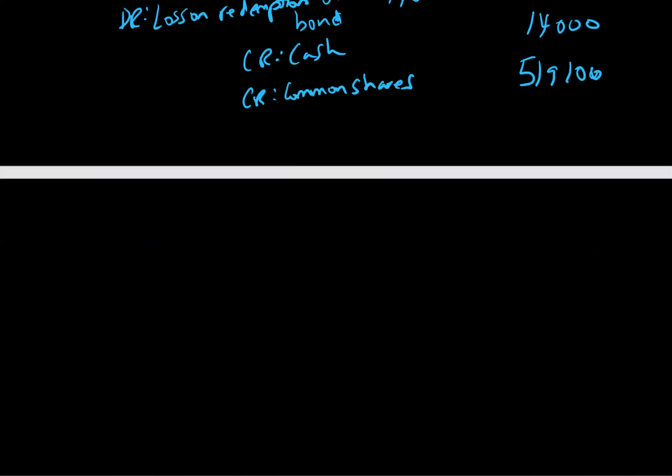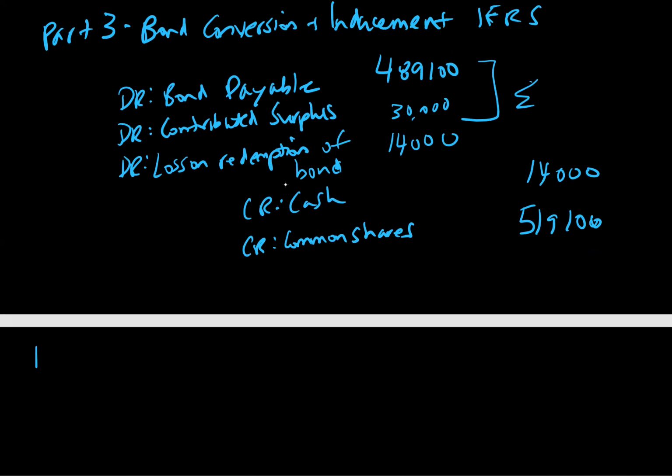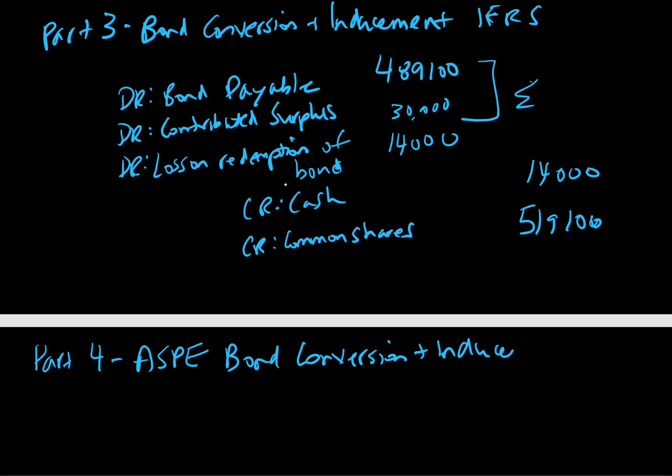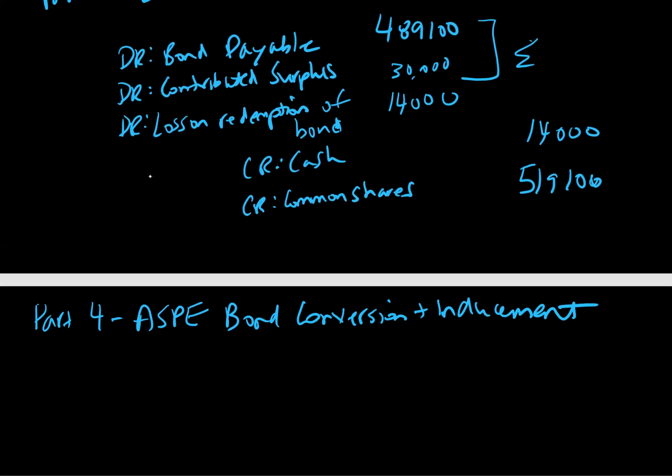So ASPI is a little bit more complex in terms of inducements. Part 4, ASPI, bond conversion, an inducement. Okay, so we know that we are going to need to clear out the bonds payable and the contributed surplus account. So let's start with that. Bonds payable and debit contributed surplus.